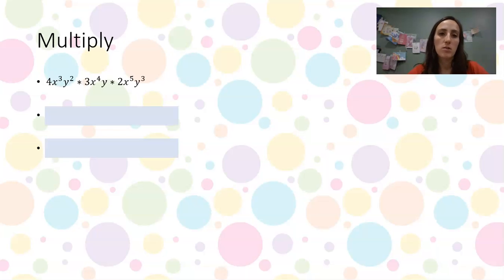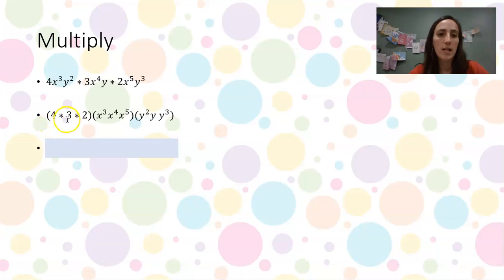That's going to take us back to our original problem. Doing this, even though we now have 3 monomials being multiplied together, the process does not change. I multiply my coefficients together, and then I'm going to multiply my variables together. So I do 4 times 3 times 2. I'm going to do my x cubed times my x to the 4th times my x to the 5th. I'm going to do my y squared times my y cubed.